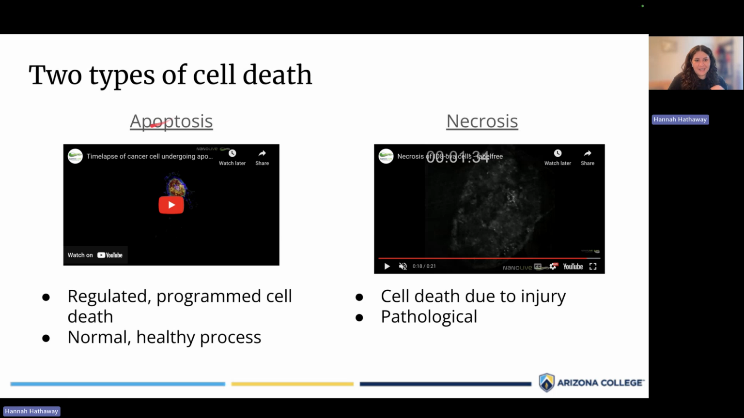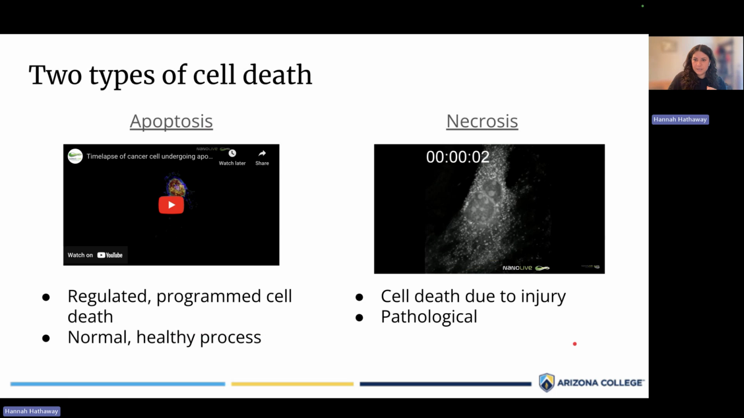I should mention, sorry, that apoptosis is a normal healthy process, meaning it's a normal part of your body. But if you have too much apoptosis, that can be a bad thing. So for example, hair loss, like male pattern baldness, is caused in part by an excess of apoptosis. Just the cells are a little too sensitive and they undergo apoptosis too much. Okay, so those are our two types of cell death, apoptosis and necrosis.